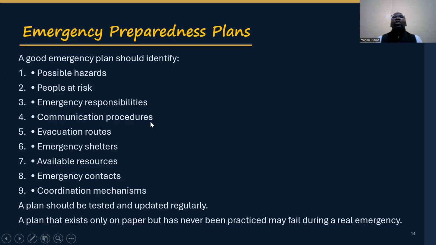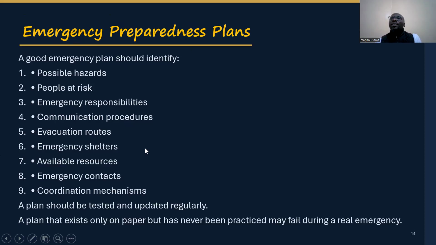Then communication procedures. How are we going to communicate when there is a disaster? Number 5, evacuation routes. Which routes are we going to use when we are evacuating people? For example, there is a fire. That is why in any house, you need to have an emergency door. You know, the emergency door is for the evacuation. Even in an airplane, you normally have the evacuation doors.